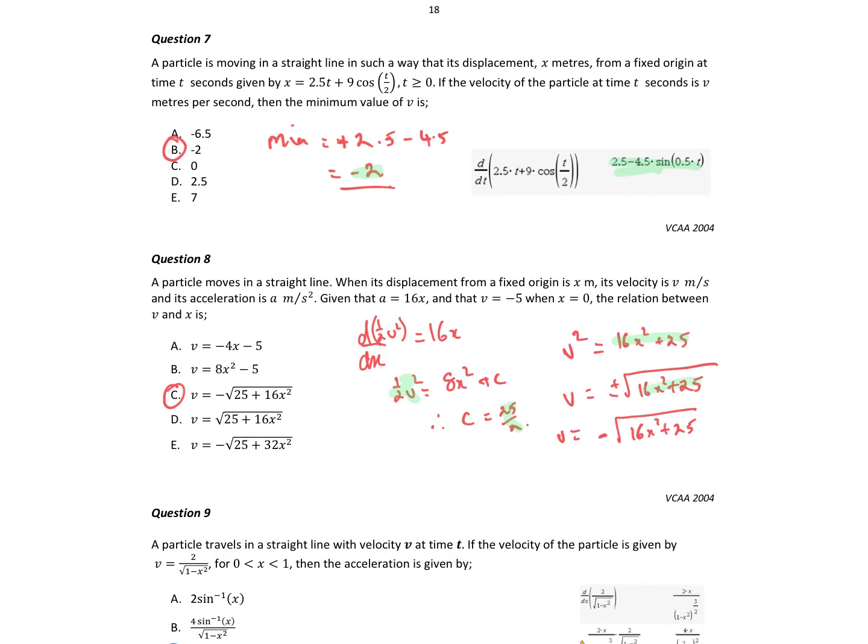Now which one are we going to use? At x equal to 0, v is negative 5, which means I have to have a negative sign out the front, which makes it c. All right.